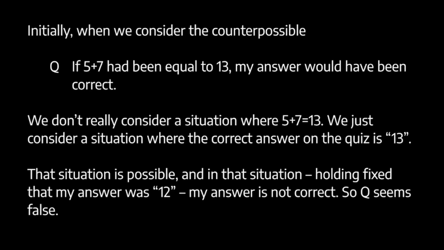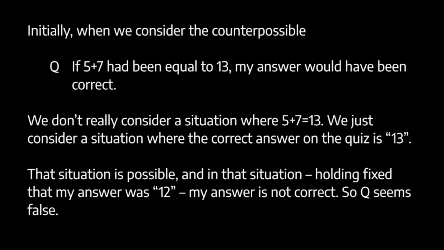In fact, when we consider the counterpossible, if 5 plus 7 had been equal to 13, my answer would have been correct. What's really going on is, we're not really considering a situation where 5 plus 7 is equal to 13, not 12. We're just considering a situation where the correct answer to the quiz question is 13 rather than 12. And that, of course, is entirely possible.